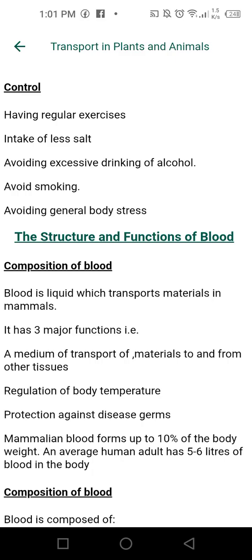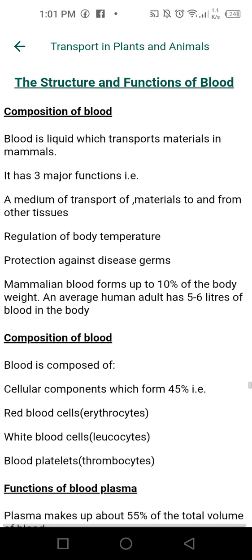The structure and functions of blood. Composition of blood. Blood is a liquid which transports materials in mammals. It has three major functions: a medium of transport of materials to and from other tissues, regulation of body temperature, and protection against disease germs. Mammalian blood forms up to 10% of the body weight. An average human adult has 5 to 6 liters of blood in the body.